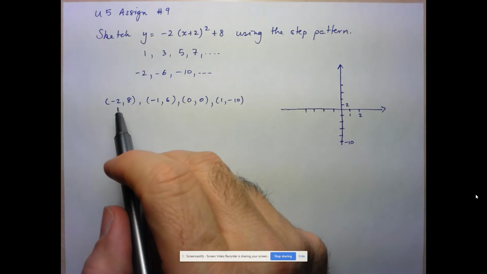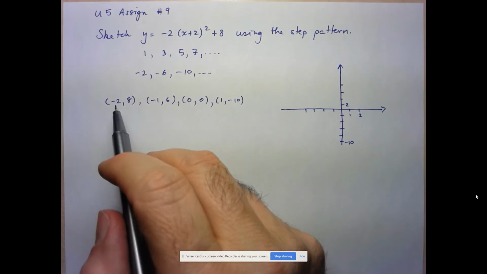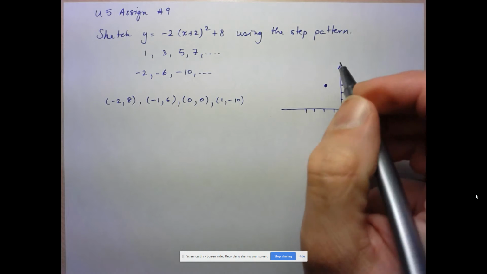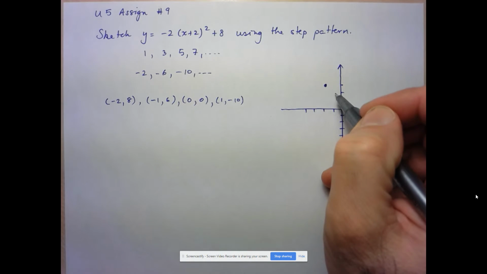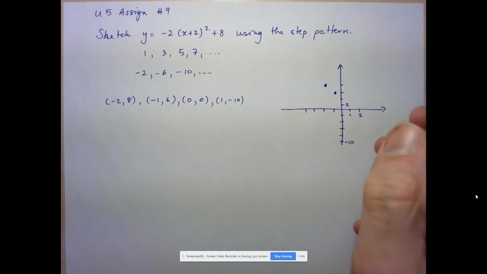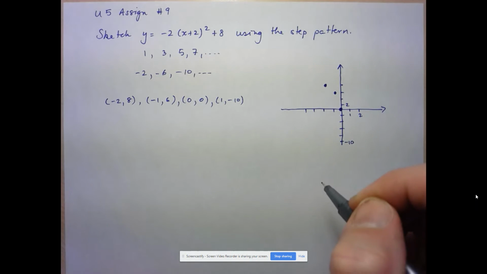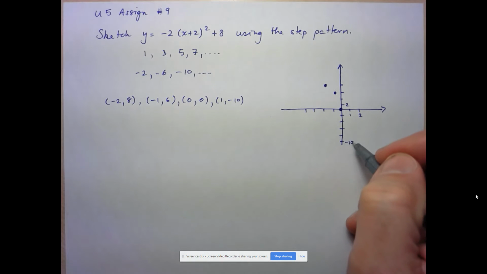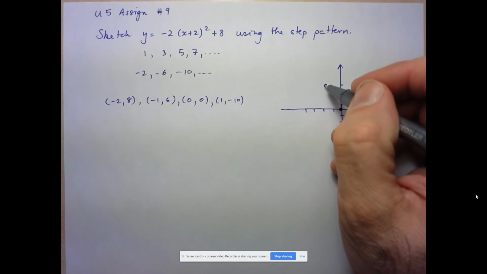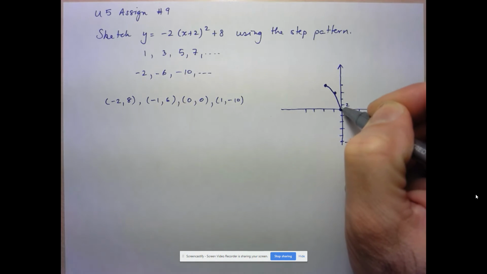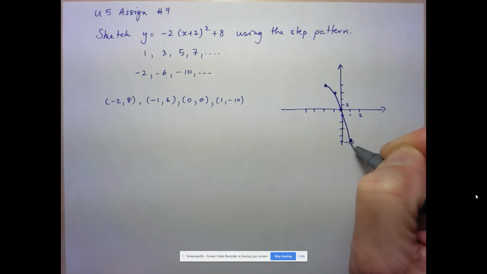I'll start with my vertex, -2, 8, so -2, and here 8. My next point is going to be -1, 6. Over here, my next point is going to be 0, 0. And the next point is going to be 1, -10, so all the way down here. And so we see that we can draw the right-hand side of this parabola. That doesn't look too bad.